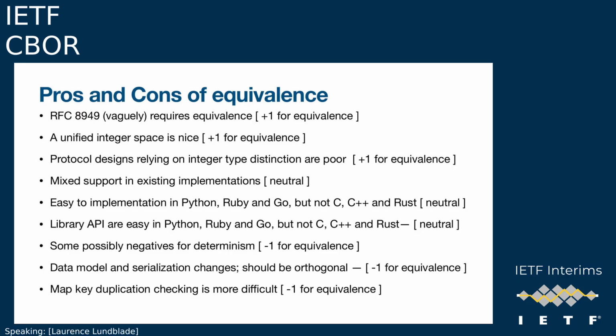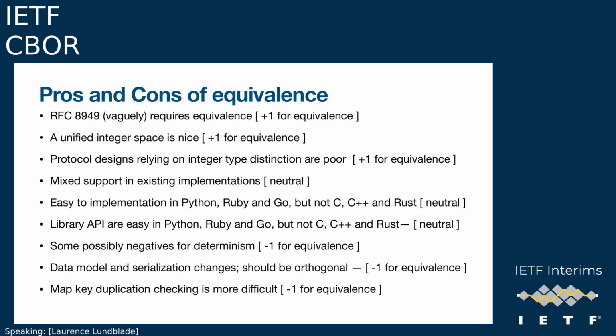When I look at existing implementations, I looked at about 8 of them. I found varying support, but surprisingly more support than I would have expected for the equivalence and for big numbers. So I call that neutral. Same with implementation effort and API effort. I call that neutral. It can go either way. It's easy in environments that have big numbers built in, but it's pretty difficult in environments that don't, depending on how far you want to go.